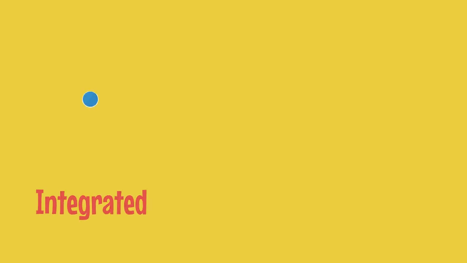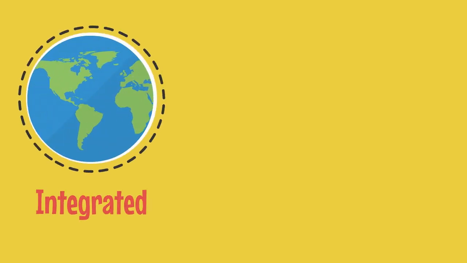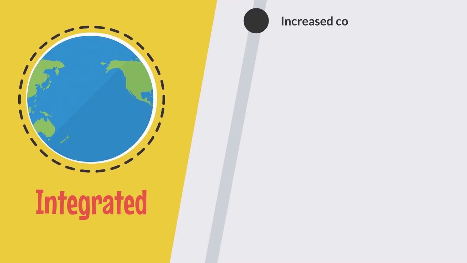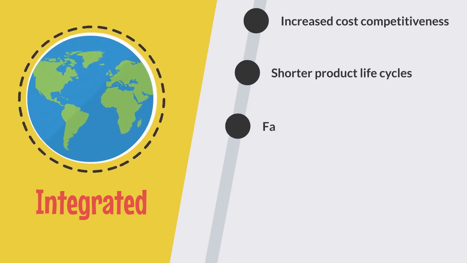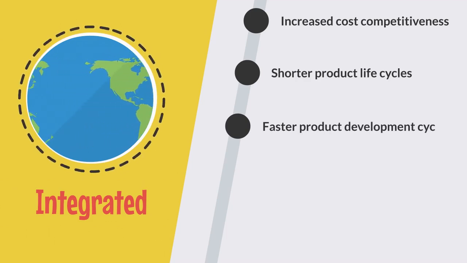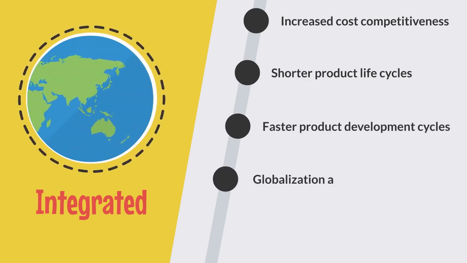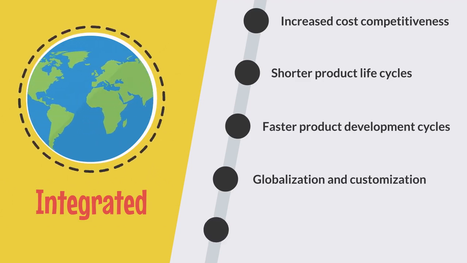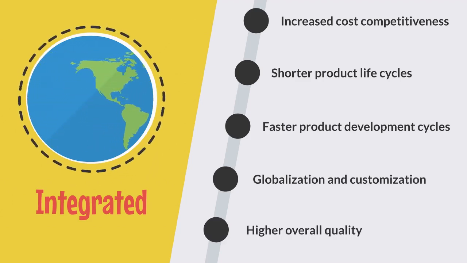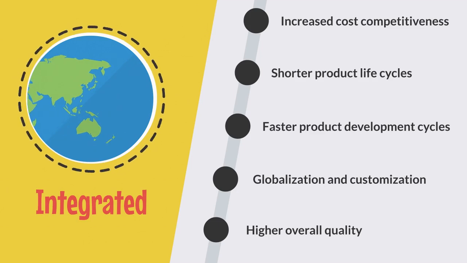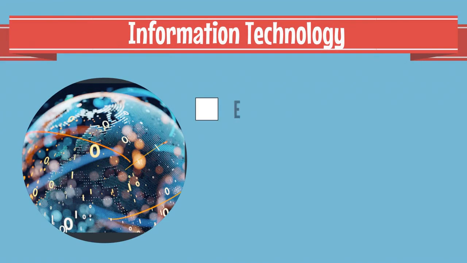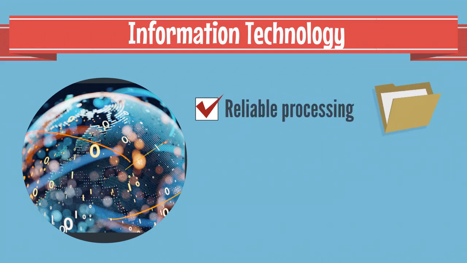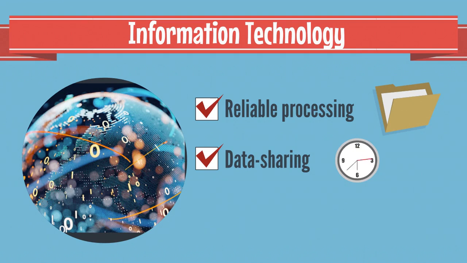Supply chains are becoming more integrated because of the global developments and forces of increased cost competitiveness, shorter product life cycles, faster product development cycles, globalization and customization of product offerings, and higher overall quality. It is for this very reason that information technology is employed to ensure reliable processing and documentation, data sharing, and faster decision-making.